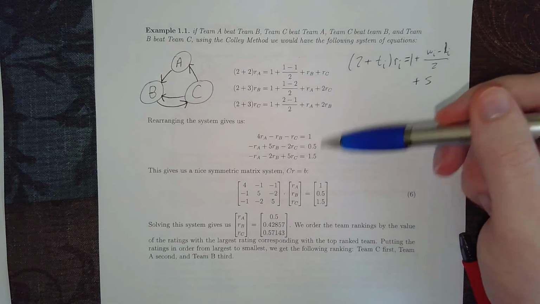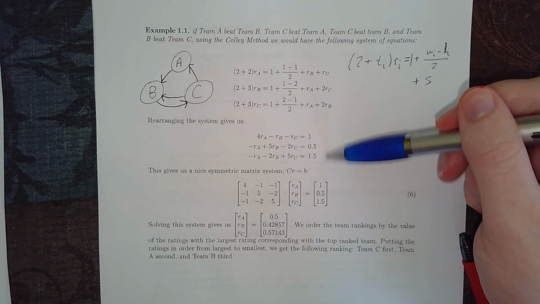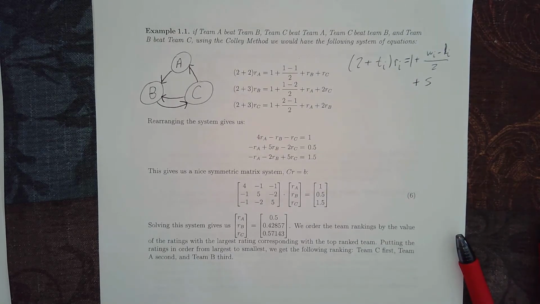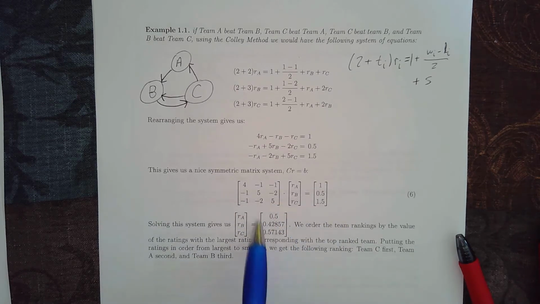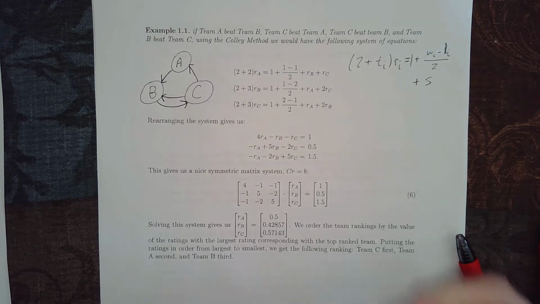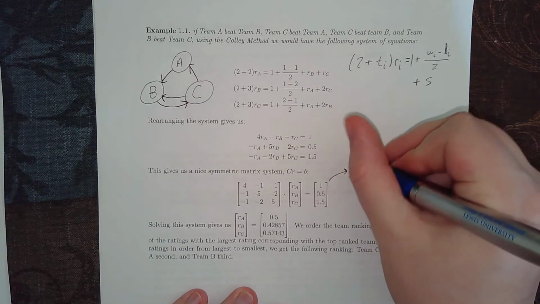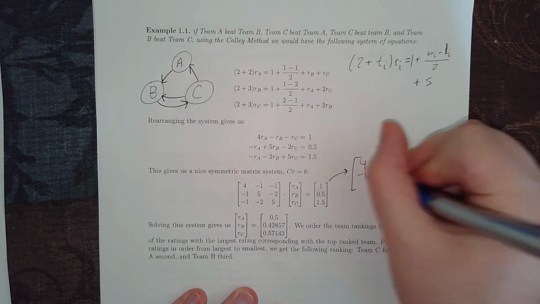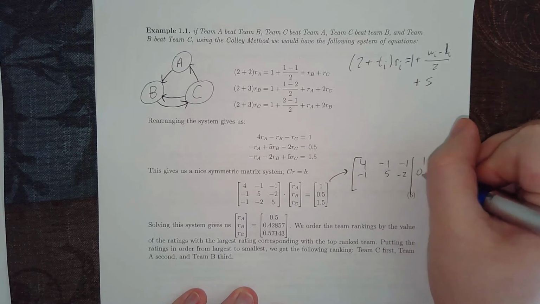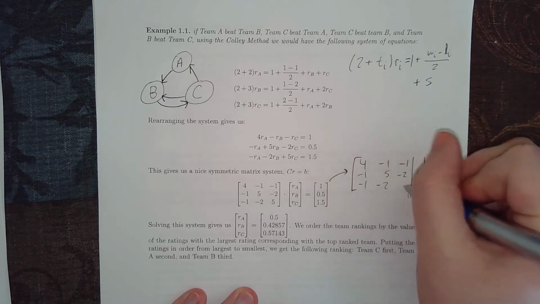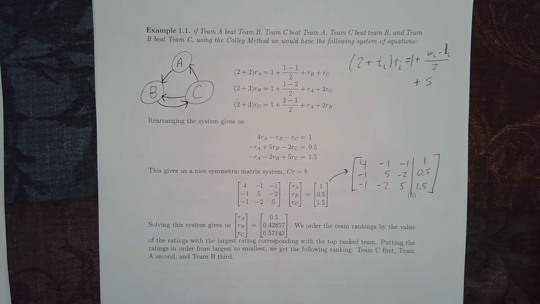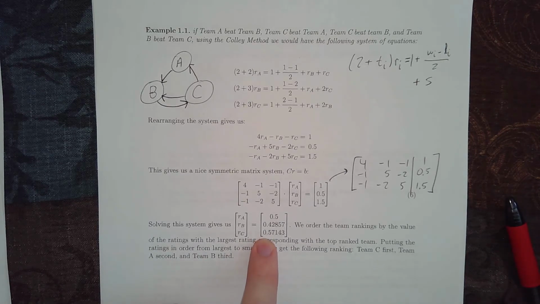And then you can follow similar logic to get these other two equations from these two as well. So now we have a nice symmetric matrix system, and we end up with this system of equations, and getting the reduced row echelon form of this. So remember, all we're doing is taking 4, -1, -1, 1, -1, 5, -2, 0.5, and -1, -2, 5, 1.5, and we're getting the reduced row echelon form of that. And that should give us this as a solution.